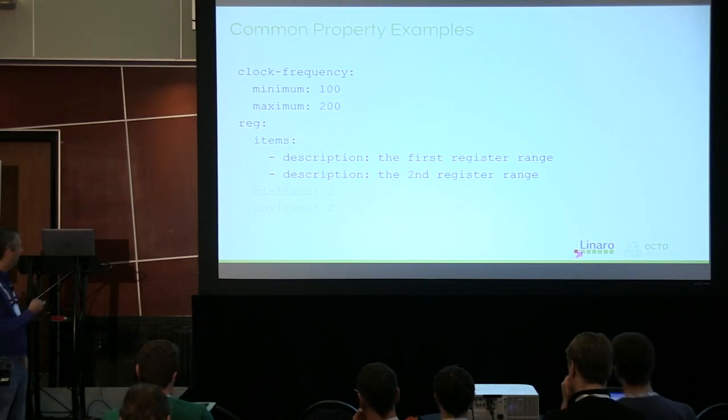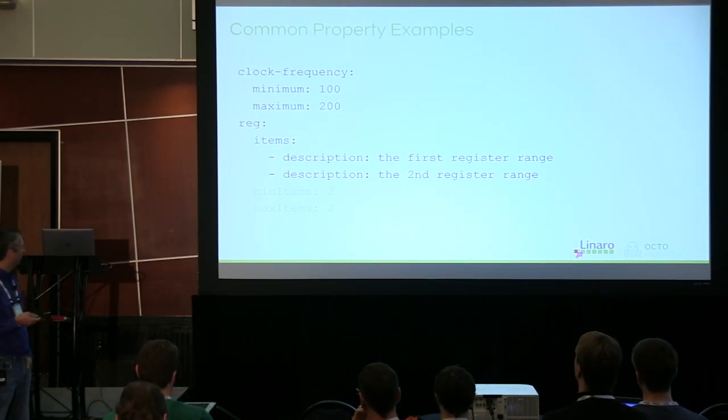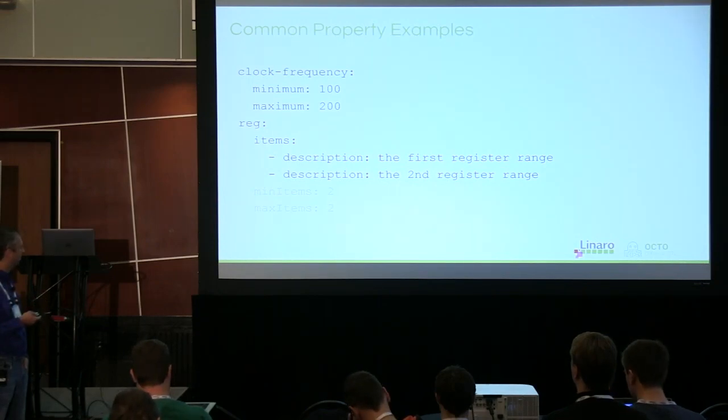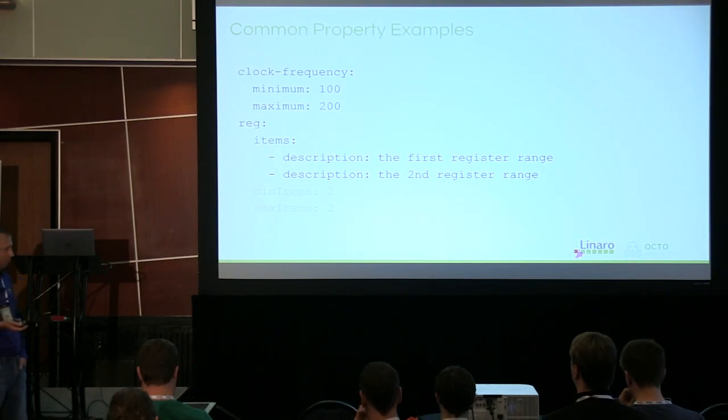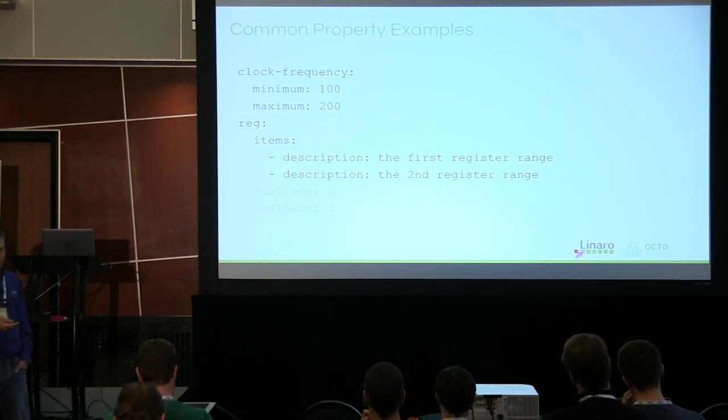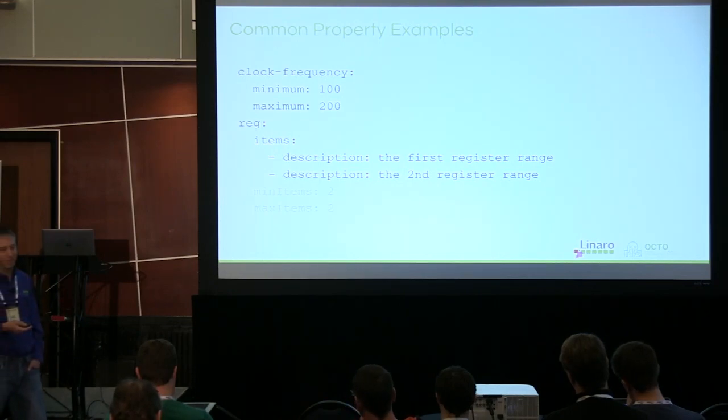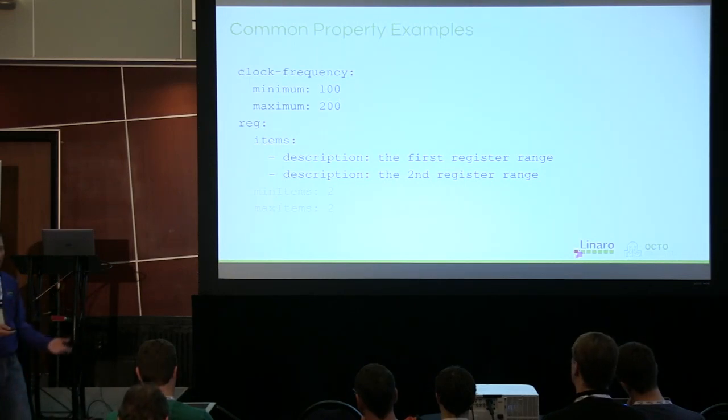And then with reg, in this case we have two register ranges, and it's a list of items, and the main thing we need to know here is that it's two items and what they are in order. So the number is kind of implied from how many items are in your list, and then the post-processing adds min items and max items if there's not a min items or max items. And if you have cases where it needs to be variable, then you put those in and give the range of how many items.